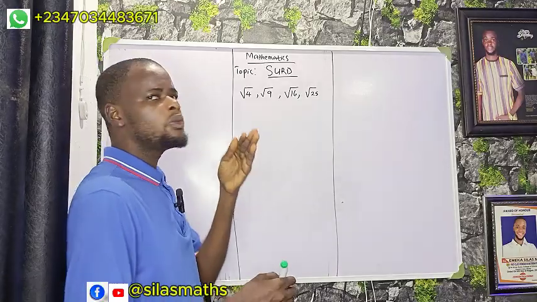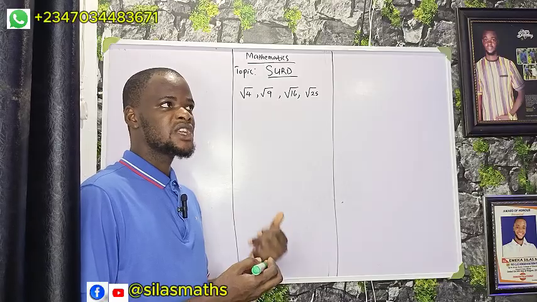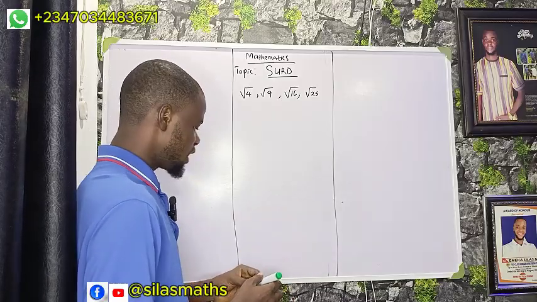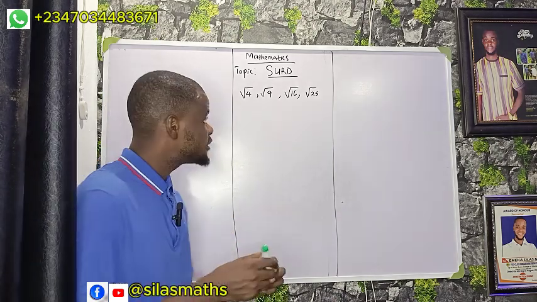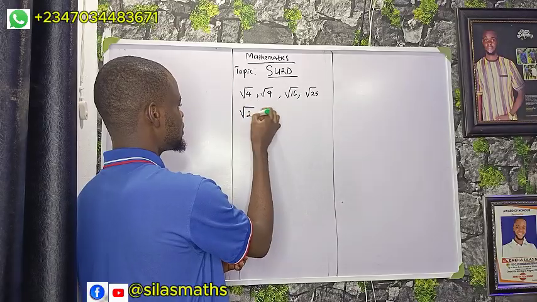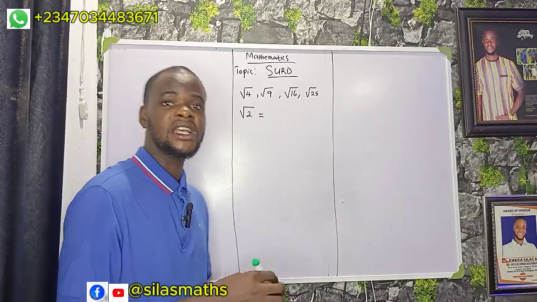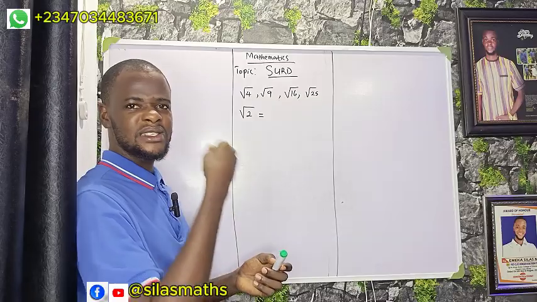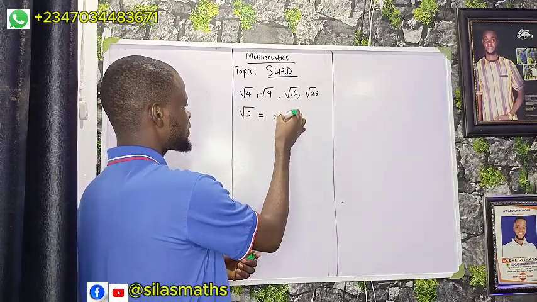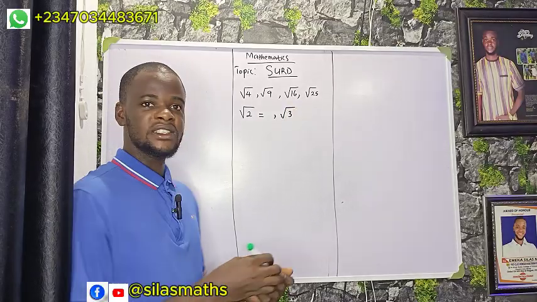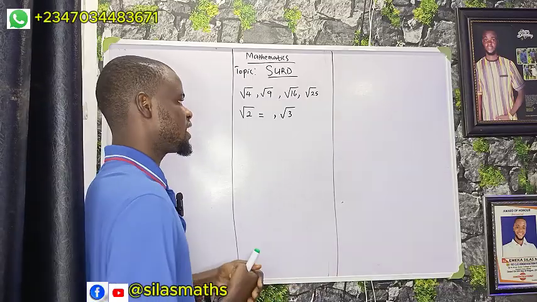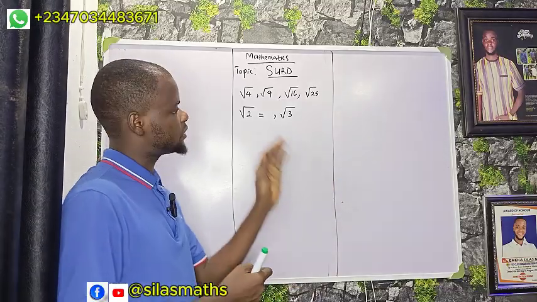So when we have square roots of non-square numbers, we call them surds. For example, square root of 2. Square root of 2 is going to give us 1 point some decimals. Square root of 3 will also give us 1 point some decimals. Unending decimals anyway, so we call them surds.